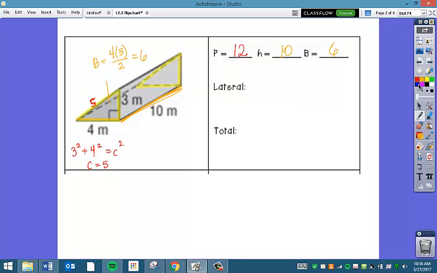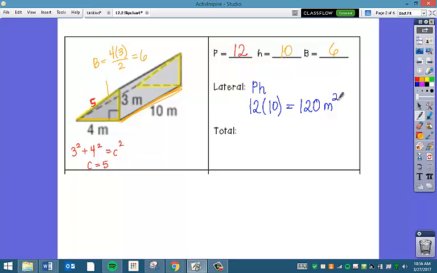So my lateral surface area, remember lateral surface area is everything except the bases. I'm not going to include the area of the bases in the lateral surface area. The formula for lateral surface area is the perimeter of the base times the height. So the perimeter of my base is 12. The height of my prism is 10. And so my lateral surface area is 120 meters squared.